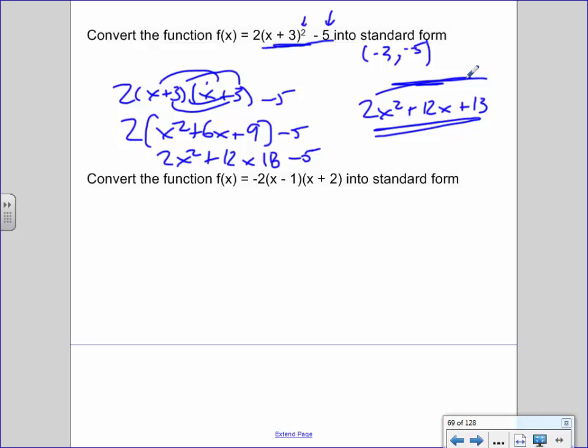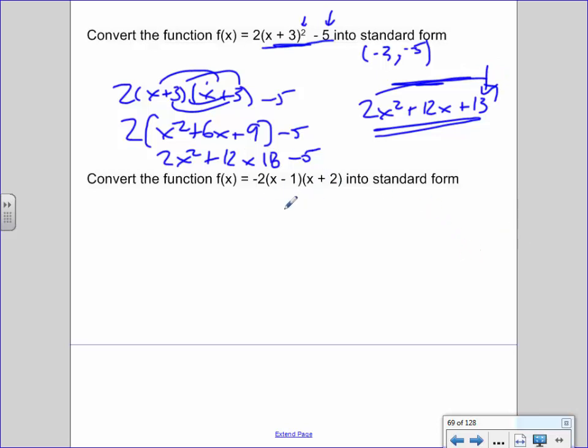When you guys learned back in grade 9 how to distribute and do all this sort of stuff, I'm not really sure that you were told the end game as to why it was useful, but maybe now in grade 11 you can see distributing is useful because now that it's in standard form, I know my y-intercept. My y-intercept is 13. Does that make sense?